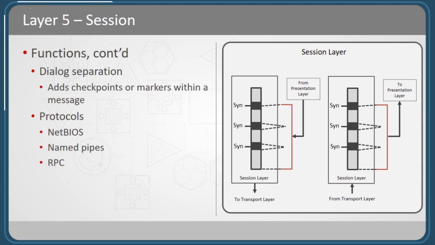So some other functions include dialogue separation. This adds checkpoints or markers within a message so that we know where the beginning and where the end is, and also where it might need to be resumed from if it was interrupted. Again, that's the maintenance. So some examples of the protocols that operate at the session layer: NetBIOS, named pipes, and RPC. But again, the overall idea of the session layer is just that maintenance, that set of guidelines over the entire communication, so that for the most part, we just know when it starts, how to maintain it, and when it ends.